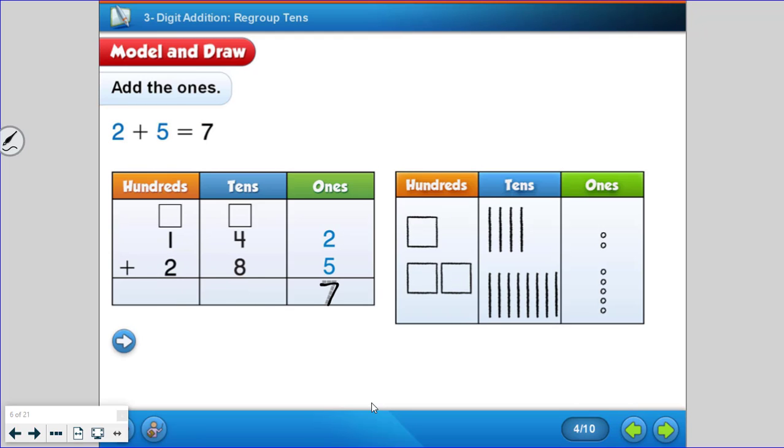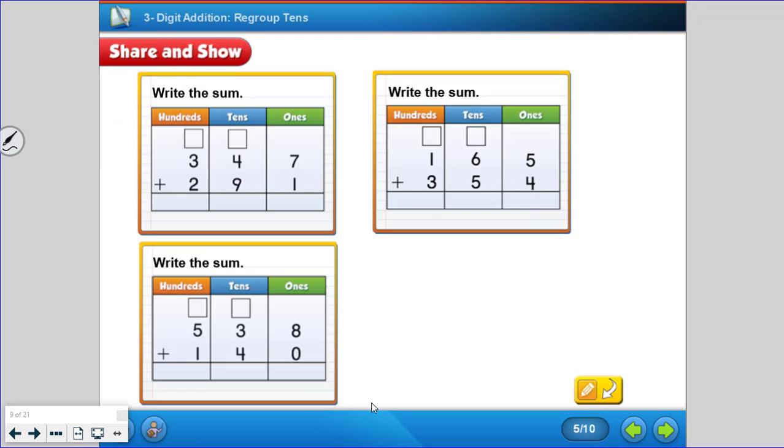Now let's go back to the original problems, the 3 problems at the bottom of your page. So we had 347 plus 291, 165 plus 354, and 538 plus 140. So I want you to go through and solve these 3 problems at the bottom of your page 410 on your own. Go ahead and pause your video and solve them on your own.